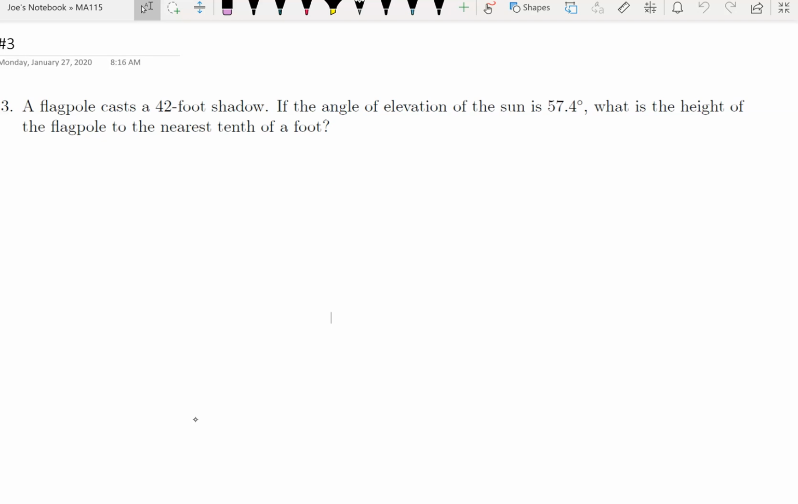In this particular problem, we've got a flagpole that casts a 42-foot shadow. It talks about the angle of elevation to the sun, and it wants to know what the height of the flagpole is. So I'm going to assume that the flagpole is perpendicular to the ground. Otherwise, I'm going to have a really hard time doing this problem. Right?